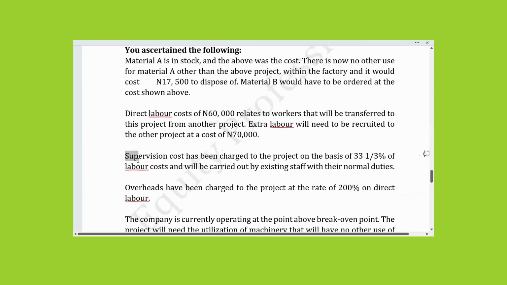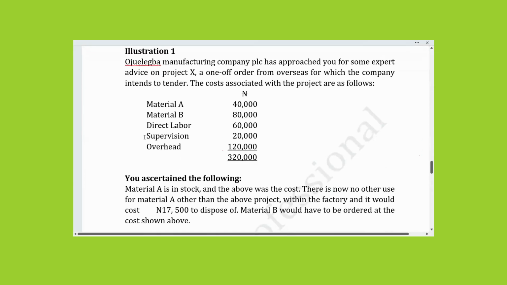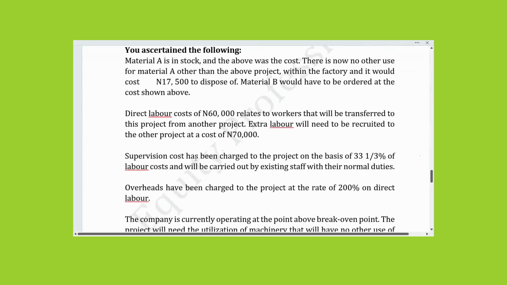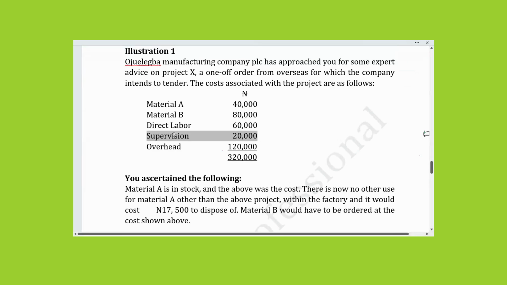Supervision cost has been charged to the project on the basis of 33 1/3% of labor costs and will be carried out by assisting staff with their normal duties. Now, when you look at the table given to you, we are given supervision cost of 20,000 naira. An examiner has told you that this supervision cost has been charged to the project on the basis of 33 1/3% of labor cost. When you look at labor cost as given to us, labor cost is 60,000. 1/3 of 60,000 is 20,000 naira. So examiner is only telling you how they arrive at the supervision cost of 20,000 naira, which is 1/3 of 60,000.